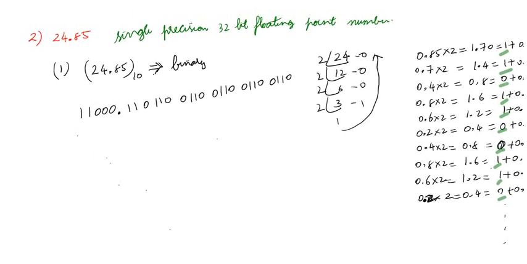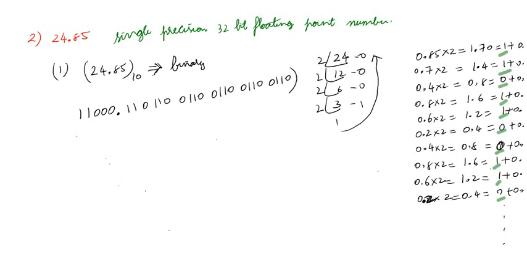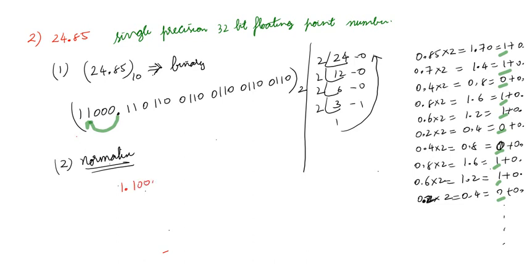We have converted 24.85 to binary, base 2. The next step is to normalize. What is normalize? If you see here, the binary point is here. I need to bring this point to this position. So how to normalize? I can write this as 1.1000, then 1101, 1001.